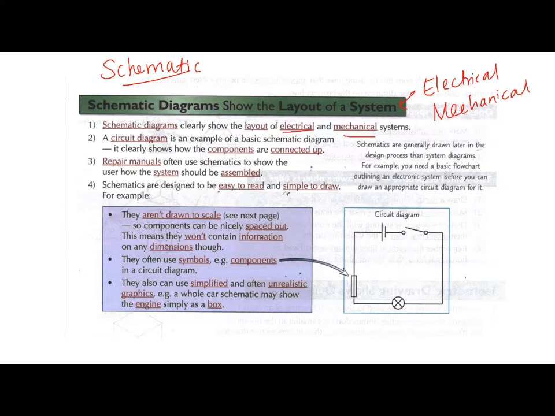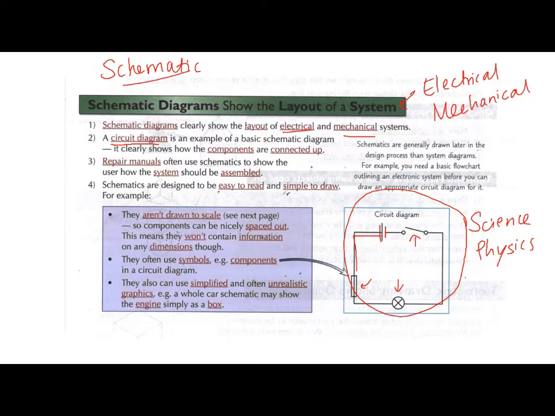So electrical or mechanical. Now there is a very simple example of a schematic diagram, and that is a circuit diagram, which I'm pretty sure you will all have done in science, probably physics I would imagine, where you have drawn a really simple circuit diagram with a battery, a switch, a bulb, and I would imagine probably a resistor. So this is an example of a schematic diagram, and there are lots of advantages to these.